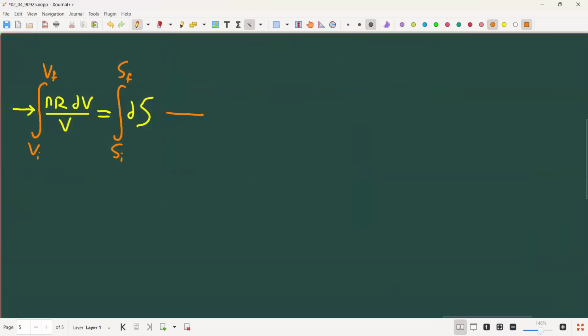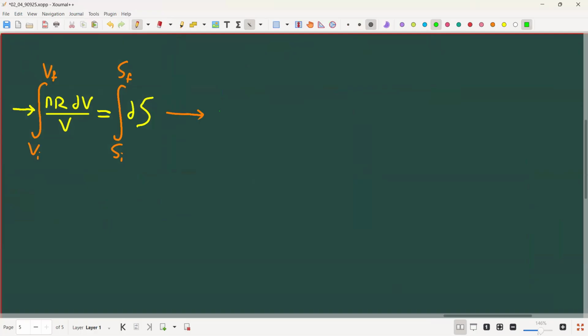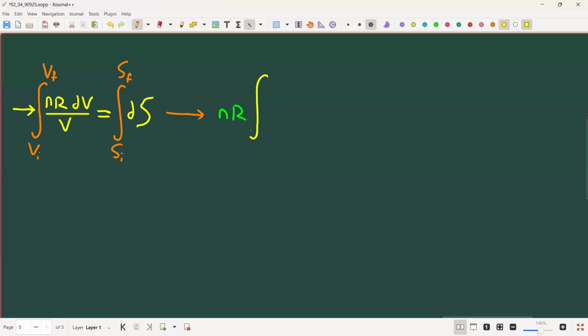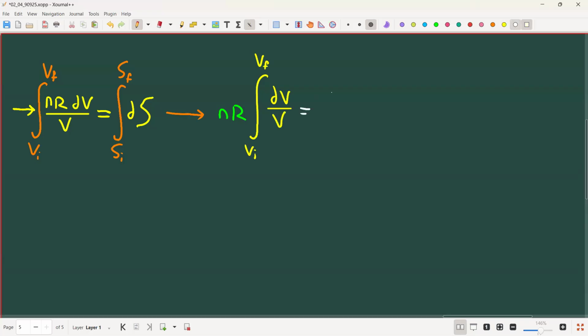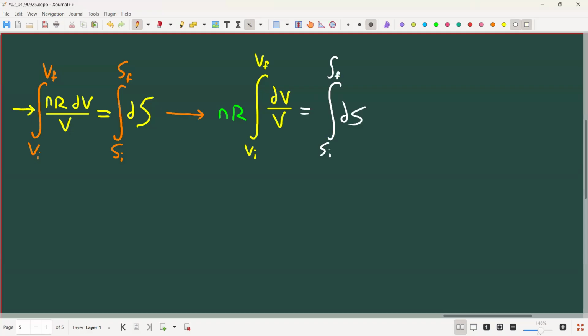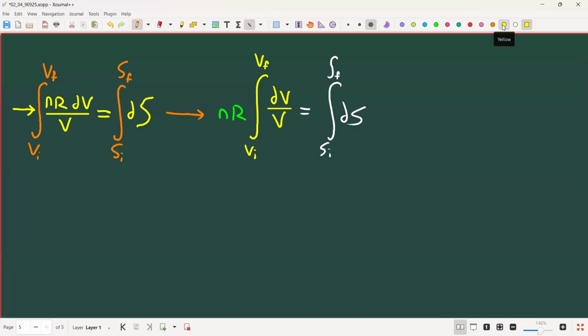So let me just clean this up a little bit. N and R are constant, so I can integrate, I can just bring them out with NR integral from VI to VF of dV over V is equal to the integral of dS from SI to SF. Yes. So let's just integrate this out.